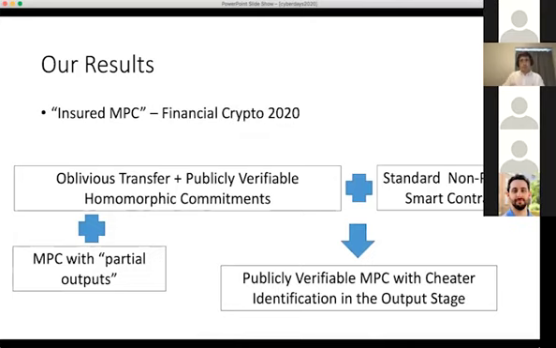And then we construct it. We show a generic framework for efficiently constructing such privacy-preserving computation with financial punishments and rewards by combining a number of techniques from the theory of cryptographic protocols with a standard non-private smart contract and cryptocurrency scheme.